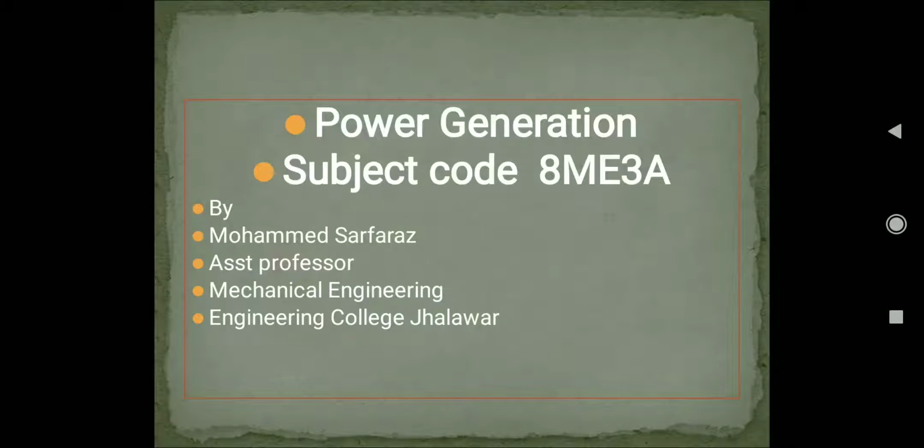It is an 8th semester subject and the subject code is 8M3A. So today we are going to discuss biomass, which is a form of non-conventional source of energy. So let's start.